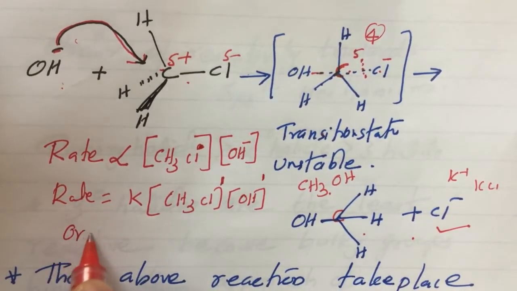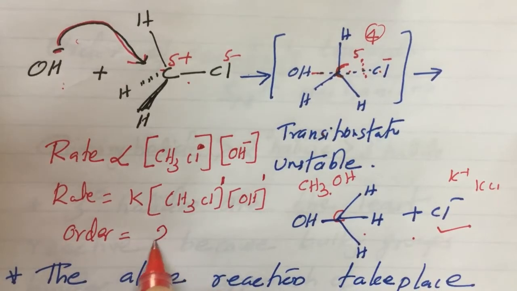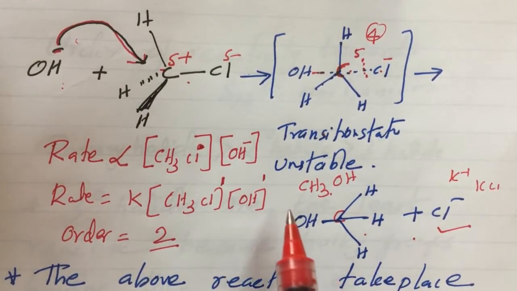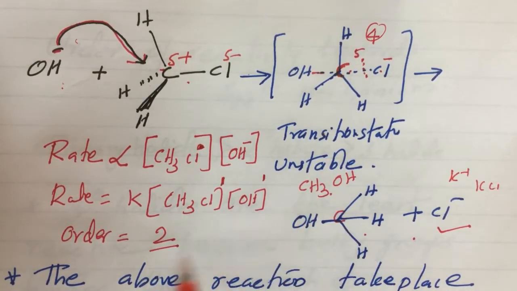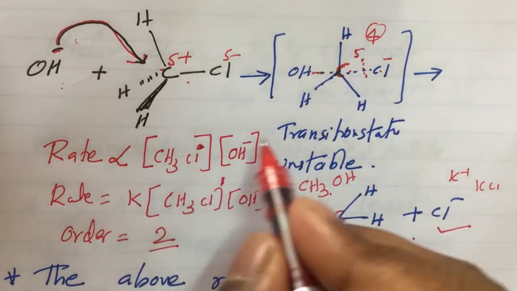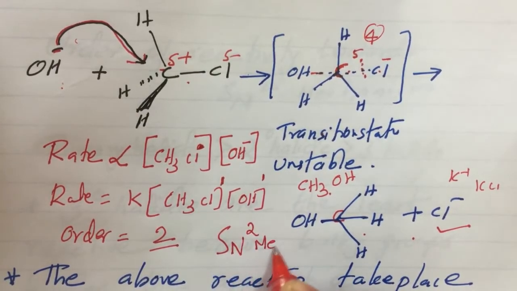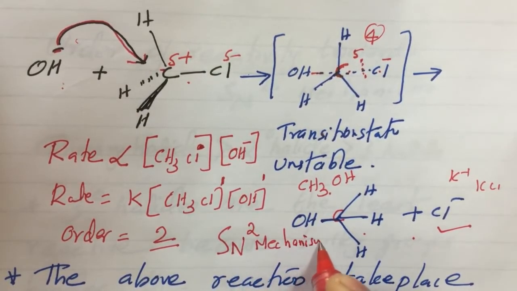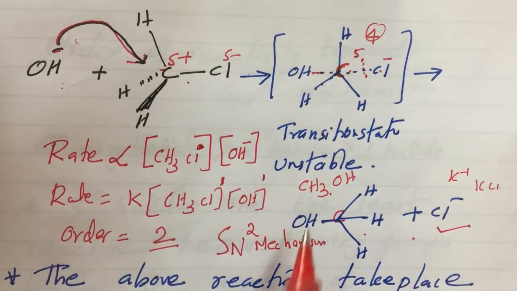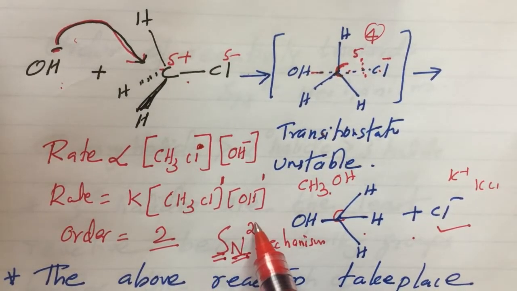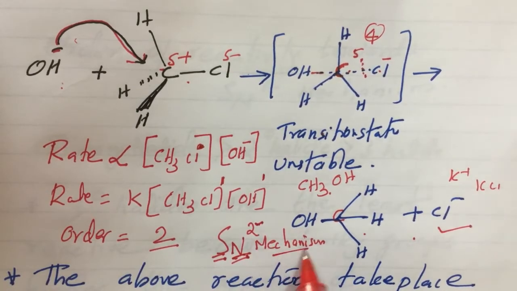And experimentally it is found that the power of each is equal to 1. So what is the order? Order is equal to 2. So it is a second order reaction. That is why this mechanism is called the SN2 mechanism. Clear? This reaction follows the SN2 mechanism. SN2: nucleophilic substitution bimolecular, or second order mechanism.